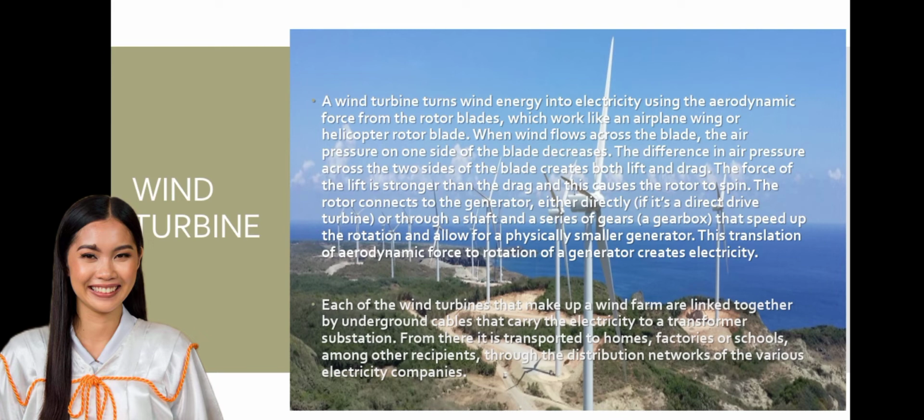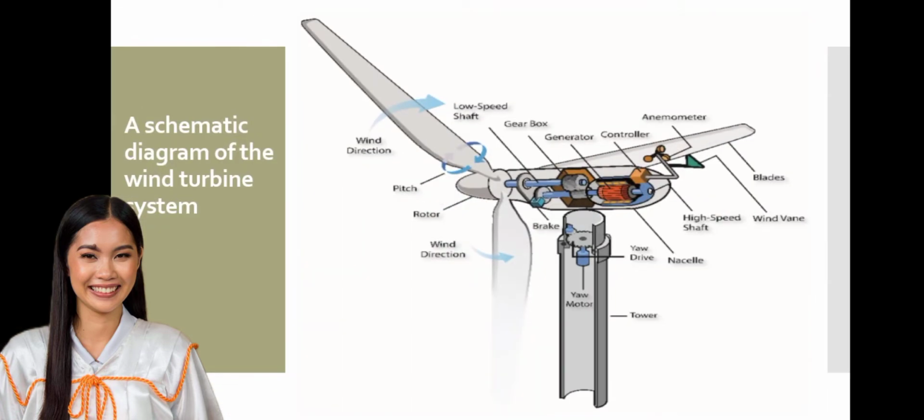If the wind energy is used directly as a mechanical force like milling grain or pumping water, it's called a windmill. If it converts wind energy to electricity, it's called a wind turbine. A turbine system requires additional components such as a battery for electricity storage, or it may be connected to a power distribution system like power lines. So here's a schematic diagram of the wind turbine system.